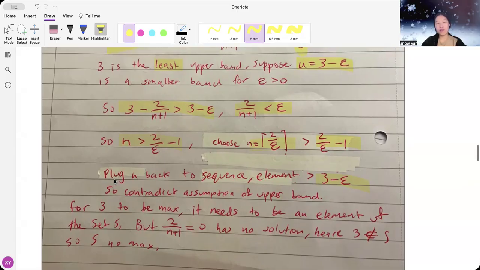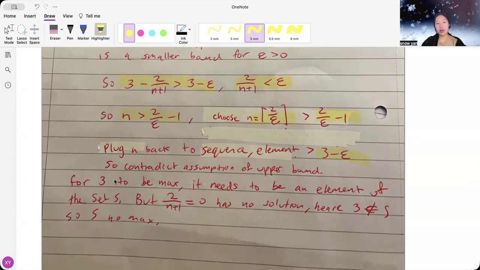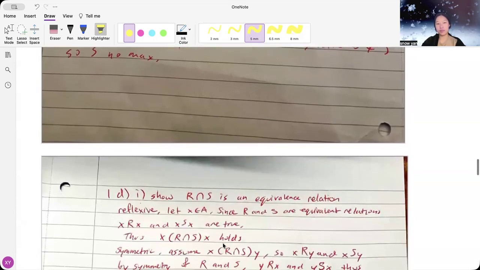And then the final part asks us to show that 3 cannot be the max. Basically, for 3 to be the max, it needs to be an element of the set S. But because 2 divided by n plus 1 equals 0 has no solution, hence 3 cannot be in the set S, so S has no max. So that's the idea.